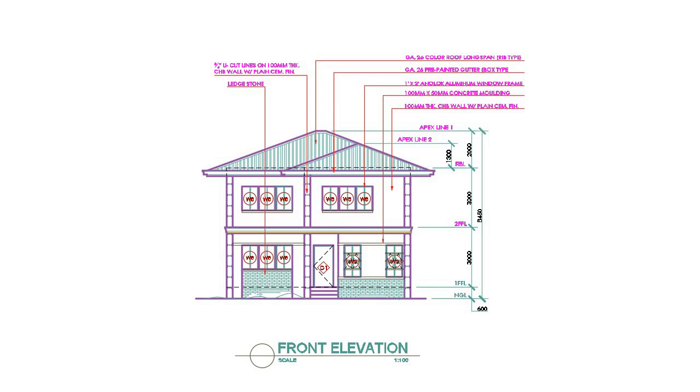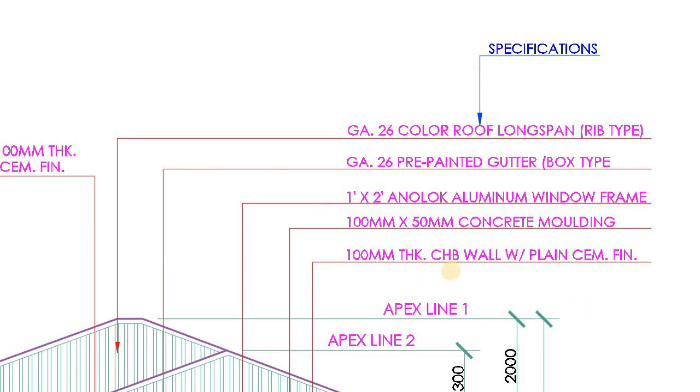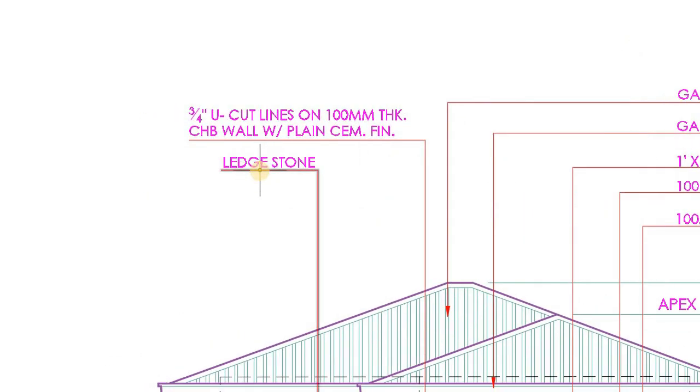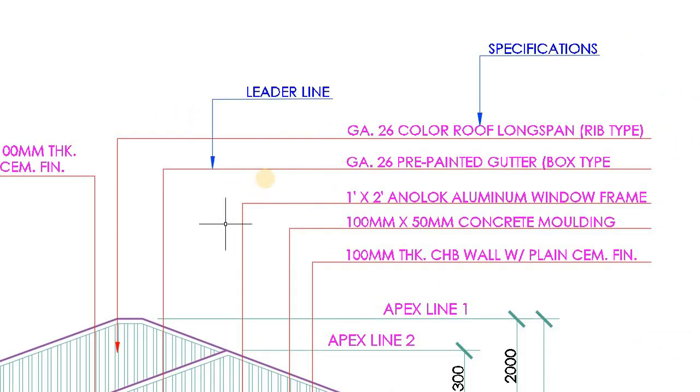I would like to present to you the names of the features of the elevation drawing. First, all these pink textual entries are considered specifications, including this one. Next, we have here the leader line. All these red lines, vertical or a combination of vertical and horizontal lines, are all leader lines.